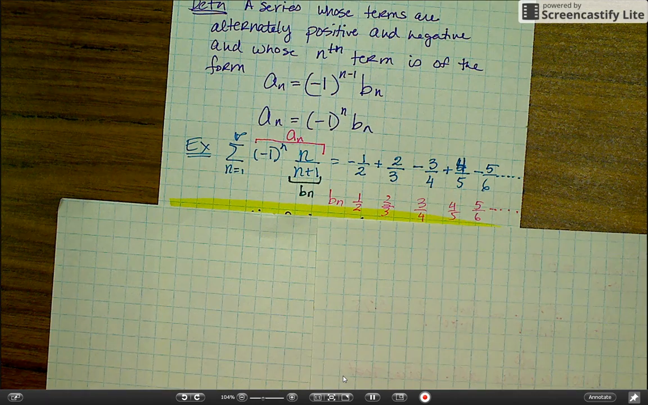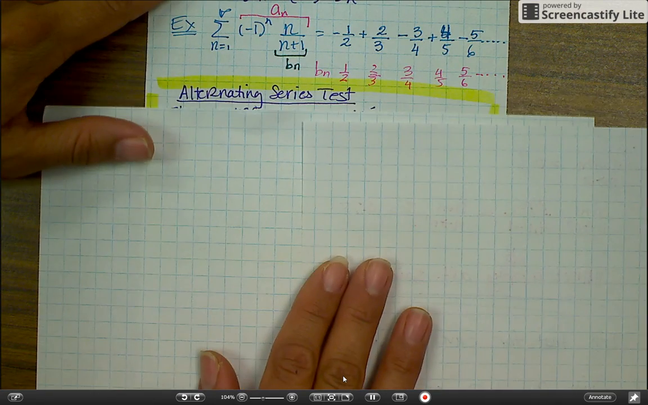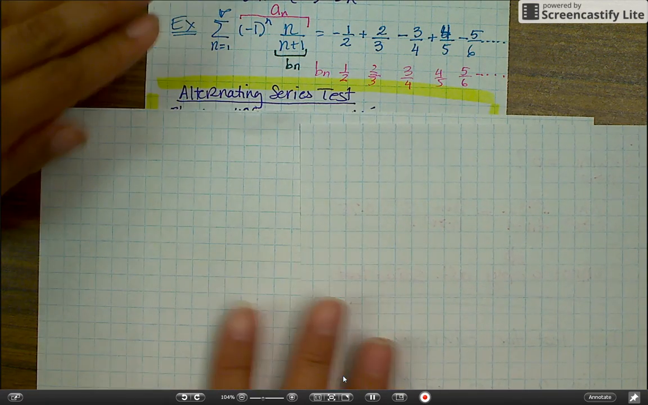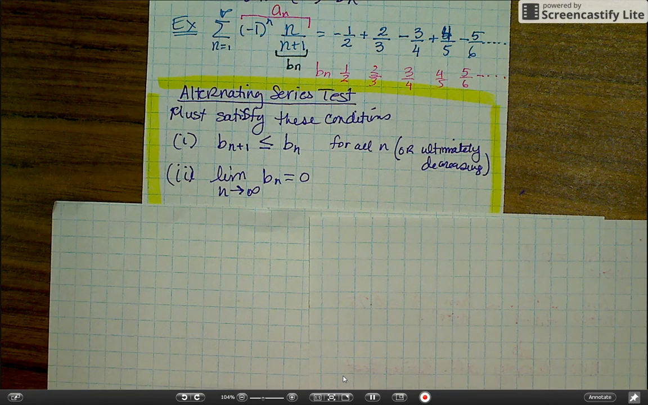So now, if we have an alternating series, the next question is, does it converge or diverge? So the alternating series has its own test. These are the conditions that you need for the test.